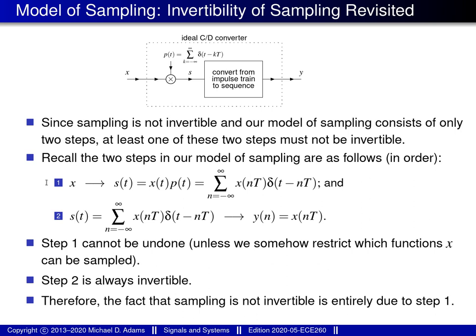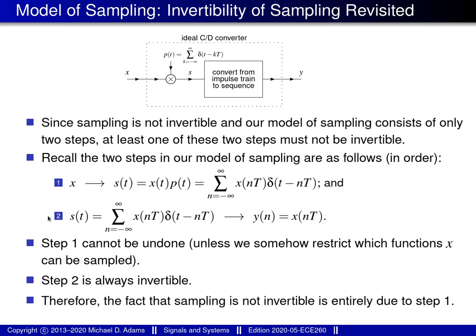To begin, let's consider the first step in our model of sampling. In other words, let's consider this particular step here. In this step, we're multiplying the function x to be sampled by the periodic impulse train p. Now consider the following. Can we undo the effect of this multiplication? Clearly the answer to this question is no. The function p is zero between sample points, and we cannot undo the effect of multiplying by zero. Therefore, the first step in our model of sampling is problematic with respect to the invertibility of sampling.